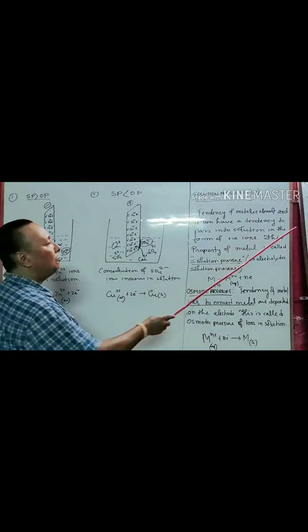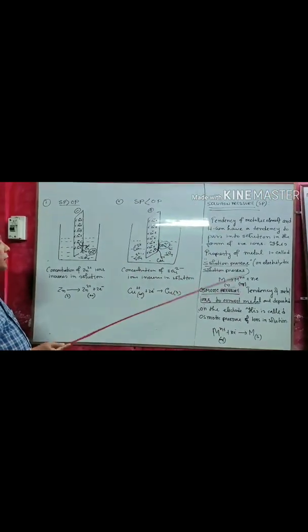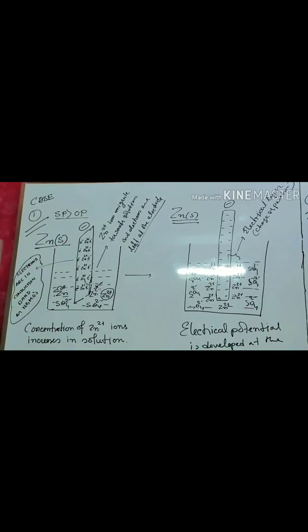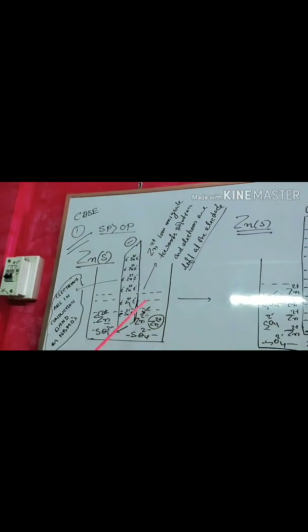So again, we have defined what metal is, what the constituents of solid metals are, and solution pressure and osmotic pressure. In solution pressure, the metal solid has a tendency to convert into metal ions, and in osmotic pressure, the ions have a tendency to convert into metal and deposit on the electrode. Now let us discuss how solution pressure and osmotic pressure play a role in the formation of electrical potential at the surface of the electrode and electrolytic solution.